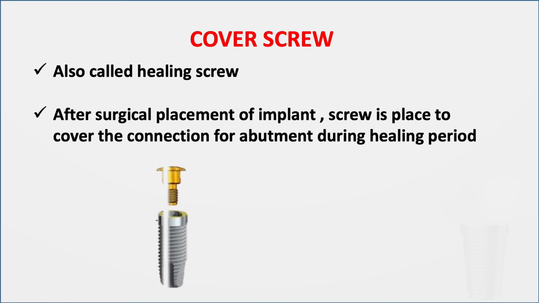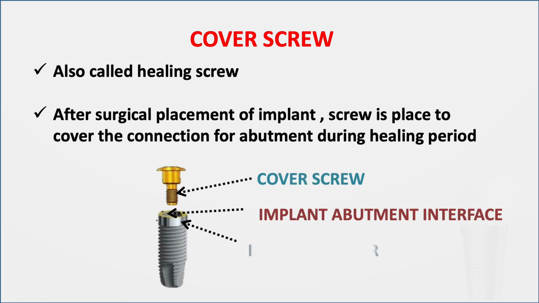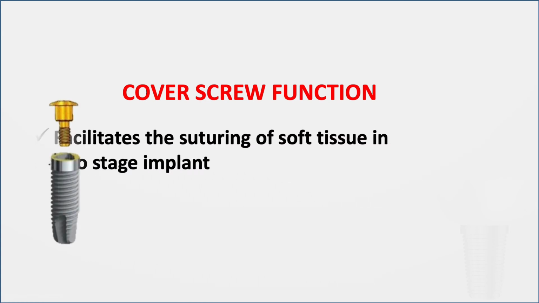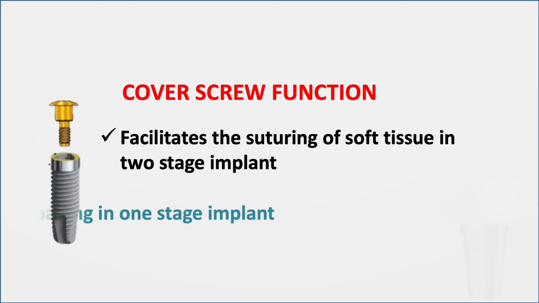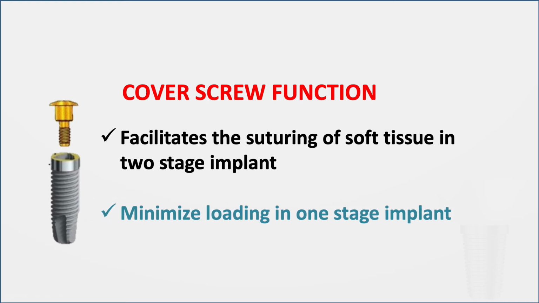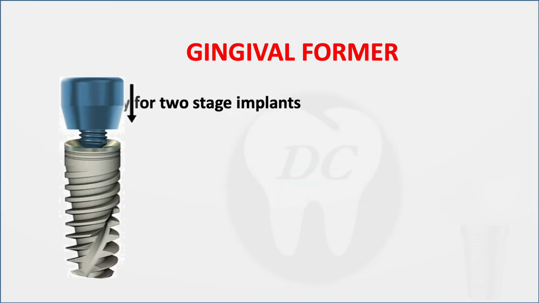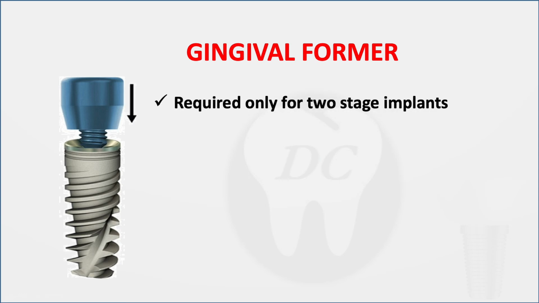So look at the figure. We have a cover screw, we have the implant abutment interface, then we have the implant collar, and the last part is the fixture. As we know, the cover screw functions to facilitate the suturing of soft tissue in two-stage implants and to minimize loading in one-stage implants.